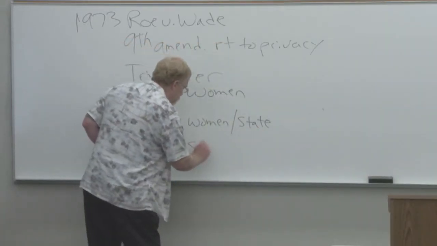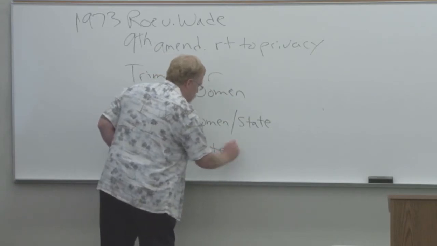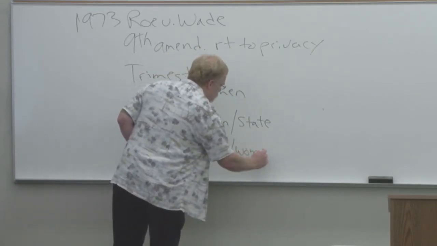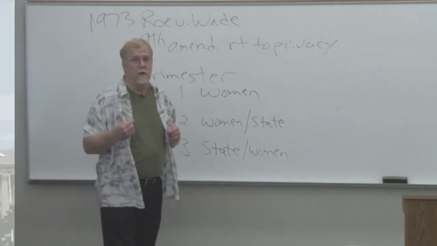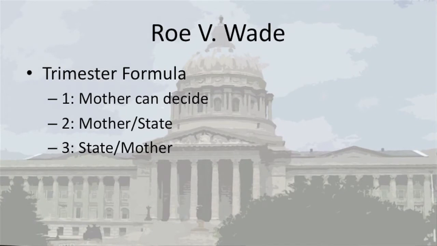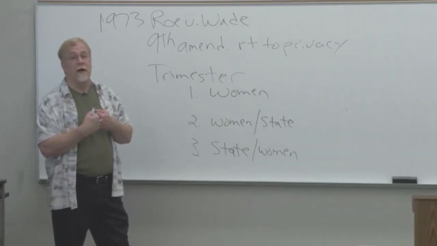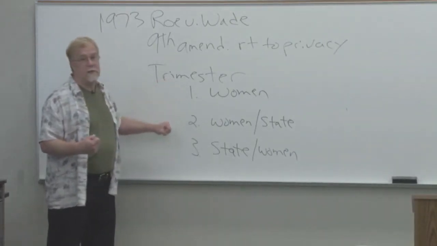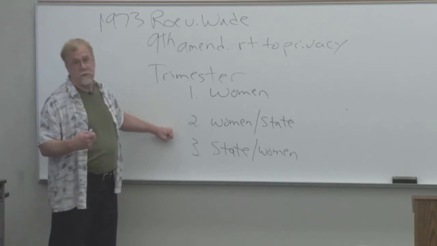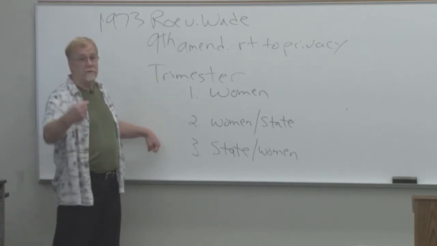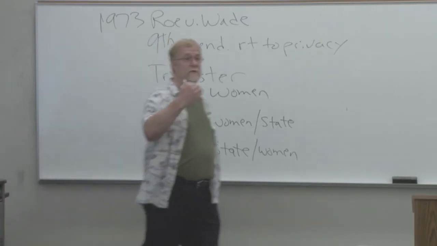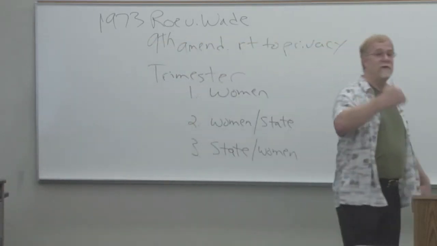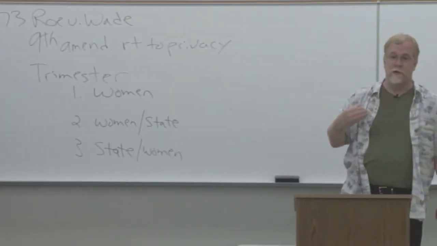Third trimester, I don't really want to reverse it, but the state has a more paramount role. And in this case, the state has a role with respect to abortion and the viability of the child. The trimester formula is based on viability, whether the unborn fetus can survive outside the womb. So in the third trimester, the argument is the fetus is viable and the state has an interest in protecting the life of that child.